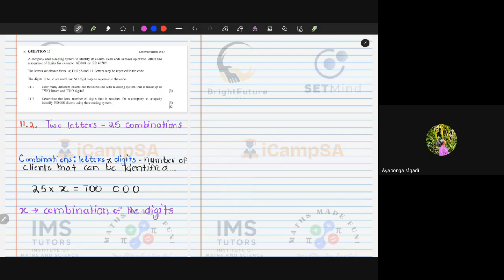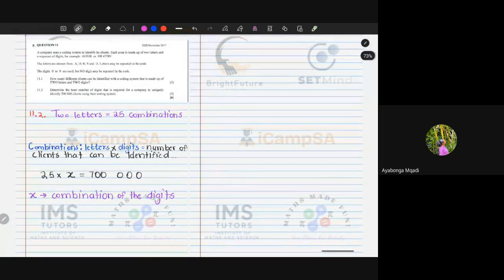You guys understand the thinking here? So we know the letters are going to give us 25 combinations. But the digits, we are not sure how many combinations they need to give us to get to 700,000. So we're going to figure that out and work in reverse, because we are told that the digits are not repeated. So guys, can you please give me what the X is? When you solve for X, it will be 700,000 divided by 25. What is the answer? 28,000.